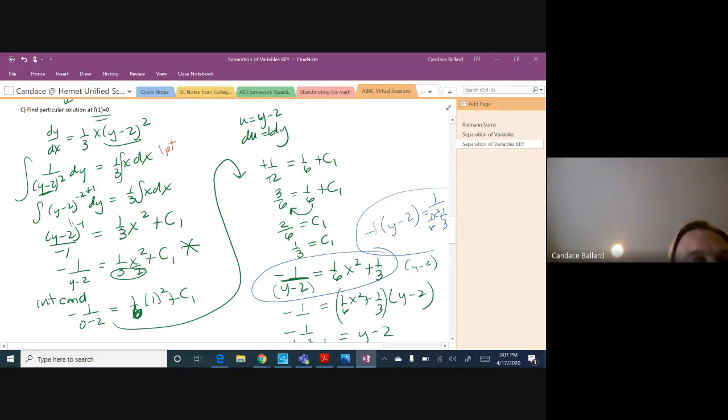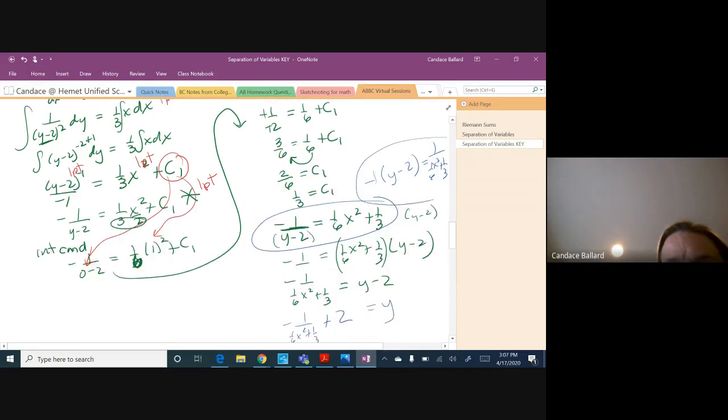You got 1 point for this antiderivative and 1 point for that antiderivative. You got a point for the constant and then plugging in the initial condition. So that's all a point together. And then you got a point for solving for y. So you got a point for this one right here.